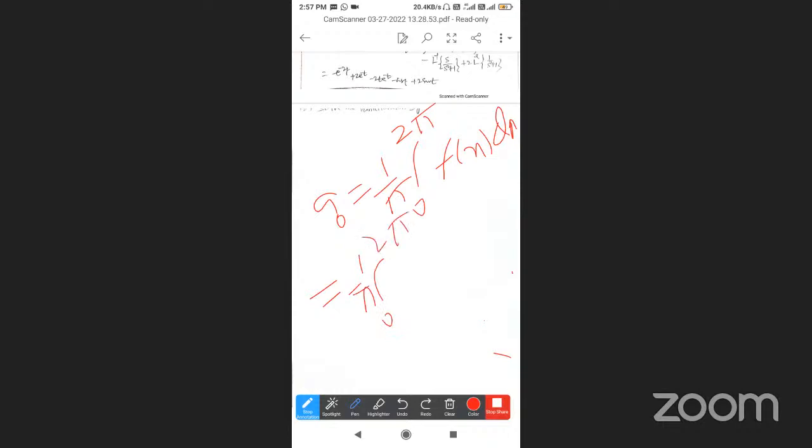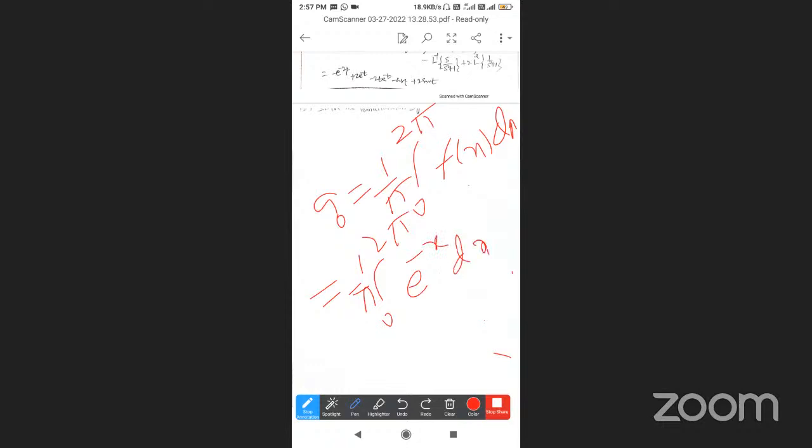We know that a naught is equal to 1 by pi into the integral from 0 to 2 pi of f of x into dx. So what is f of x? We know that f of x is e power of minus x, dx.